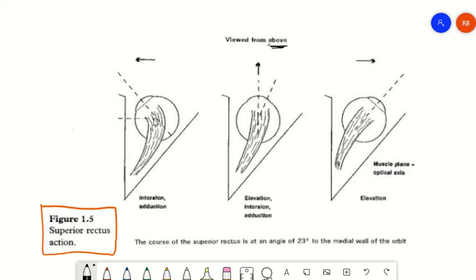Because if you imagine here, if you're going to contract these fibers, it's going to draw the eyeball inwards towards the nasal bone. It's going to have some intorsion, and there's going to be adduction as well. So in adduction, the superior rectus primarily intorts. In abduction, the superior rectus primarily elevates.